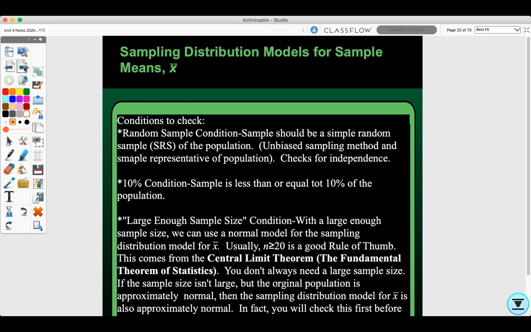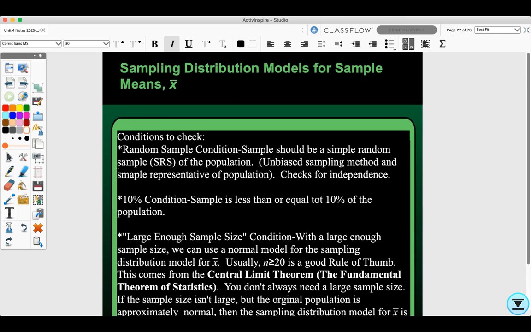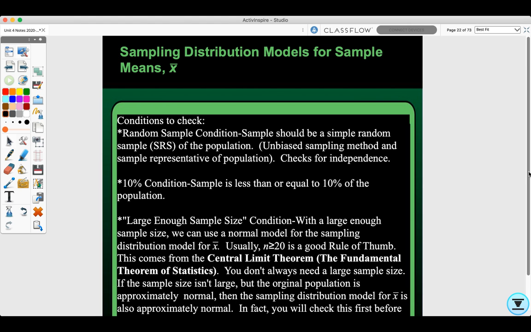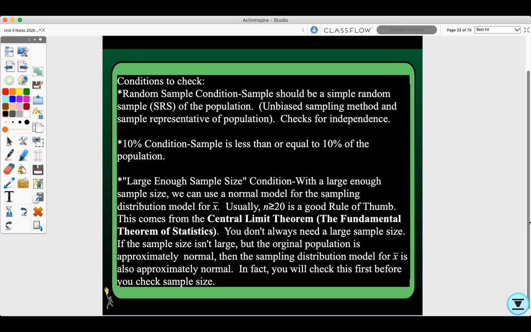First, a condition to check is the random sample condition. The sample should be a simple random sample of the population, with an unbiased sampling method, and the sample should be representative of the population. Check for independence. Then the 10% condition: the sample is less than or equal to 10% of the population. Then the large enough sample size condition.